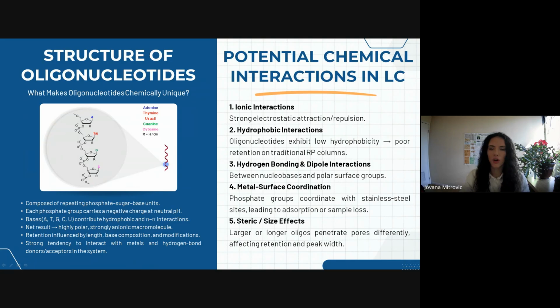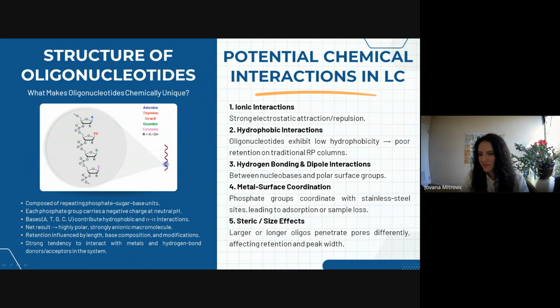For instance, a longer or more GC-rich oligo will typically retain more. However, this complex structure also increases the likelihood of secondary interactions, especially hydrogen bonding and coordination with metals, which can severely affect peak shape and recovery. So when we design a chromatographic system for oligos, we need to balance ionic, hydrophobic and polar interactions while minimizing unwanted surface effects.